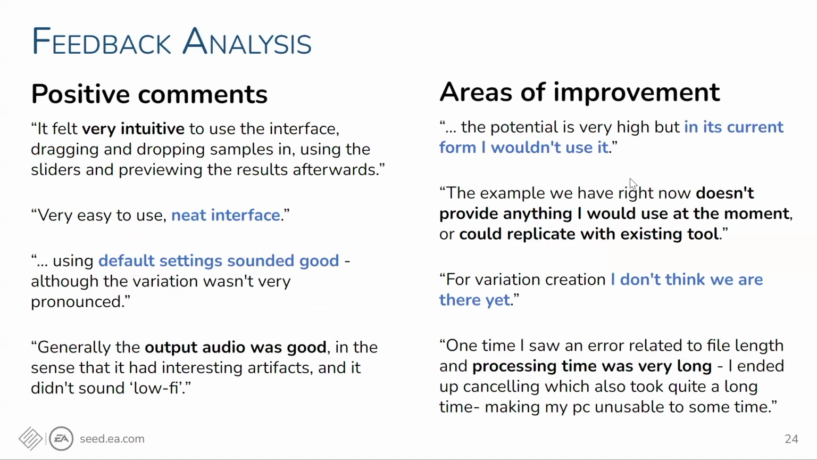And now diving a bit deeper into the feedback analysis, we have cherry-picked here some of the positive comments and areas of improvement. Again, it's worth noting the positive feedback on the user interface and ease of use as well as the sounding results using the default settings. In terms of areas of improvement, some of the users said that the potential of the tool is very high, but they wouldn't use it in its current form. They think the quality of the model for variation creation isn't there yet. And now, back to Mónica to talk about future work and conclusions and takeaways.